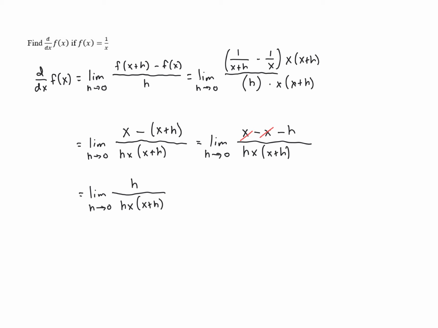Now here we can cancel the factor of h in the denominator and the numerator. Of course, h is h times 1, so that leaves a factor of 1 up top. And now we are at a point where we can use direct substitution, because if we plug in 0 for h, that's not going to make the denominator 0. It's going to make the denominator x, left over here, times the other x, which is x squared. And so we end up with 1 over x squared, and that is our derivative.